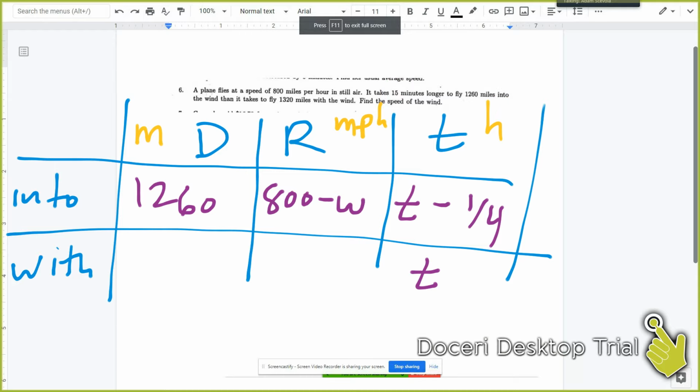So now, it takes 15 minutes longer to fly into the wind than it takes to fly a different distance, 1,320 miles, with the wind. So now your rate is going to be 800 plus W because we're going with the wind. Find the speed of the wind, so we have to find W. All right, so that's the hard part.